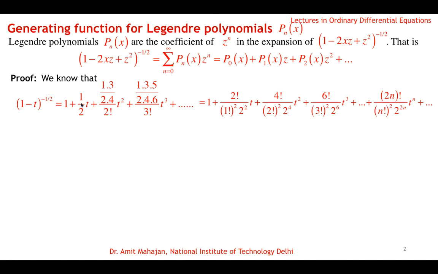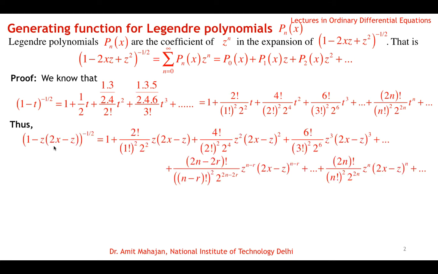So the expansion of the left hand side using this formula: 2xz - z^2 can be written as z(2x - z). So if I put t as z(2x - z) here, then I will have this infinite series. Here I have put simply t as z(2x - z) everywhere in this series. So we have to calculate the different powers of z here.